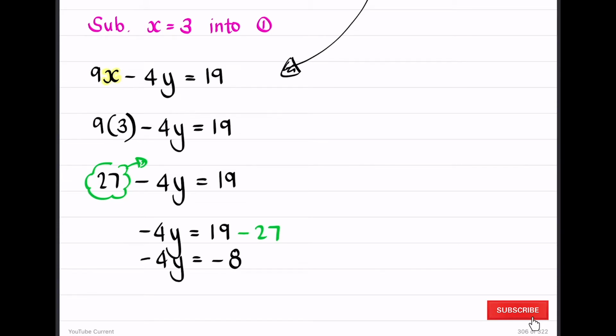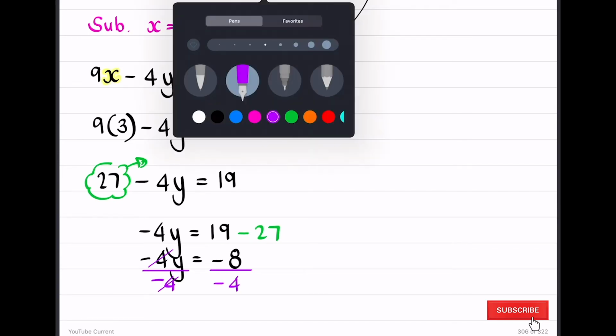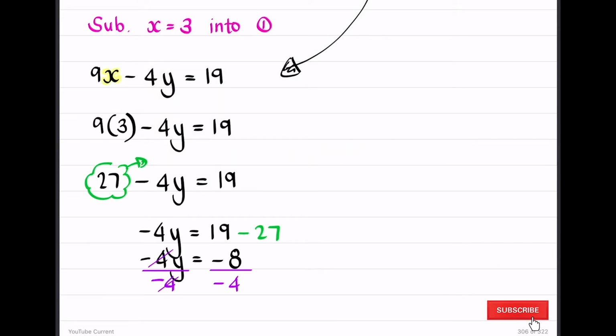But I don't want negative 4y, I want the y by itself. So I would divide both sides by the coefficient of the y, which in this case is negative 4, so that the negative 4's cancel. What I do to the one side, I'm going to do to the other side, so I have to divide the other side by negative 4 as well. So therefore, y is equal to, a negative divided by negative is a positive, 8 divided by 4 is 2. So now I have x being 3 and y being 2.